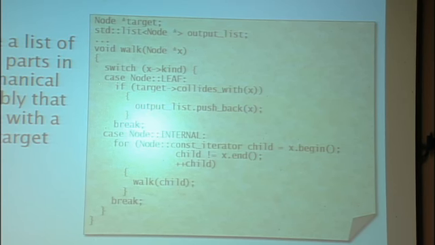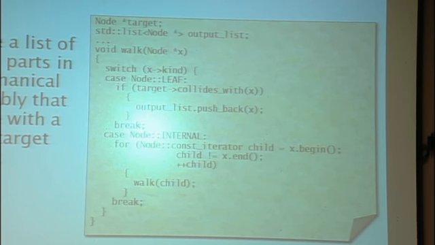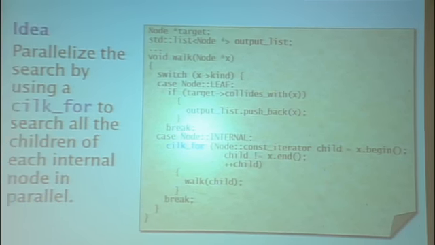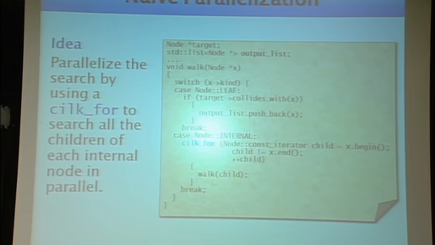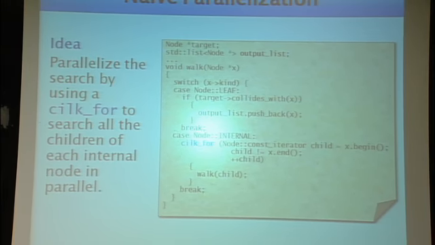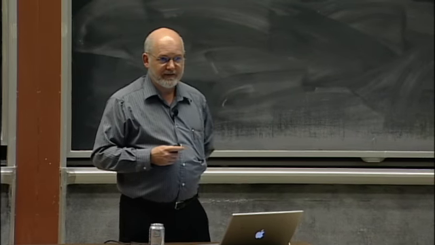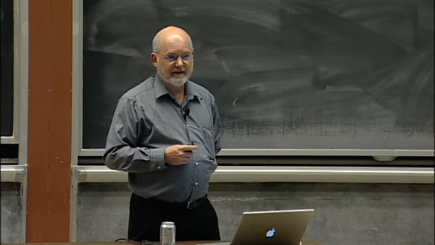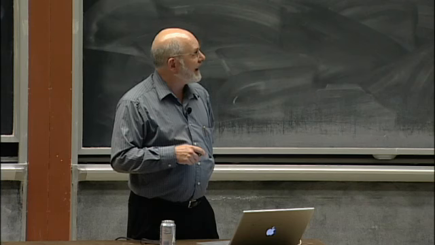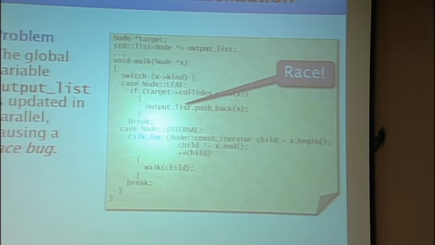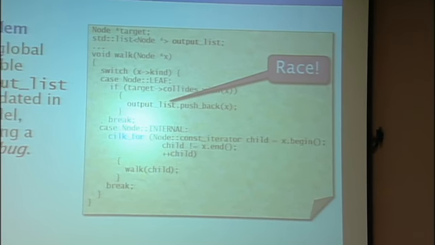Okay? So how do we parallelize this? We can parallelize the recursion. We turn the for loop here into a cilk_for. So it goes through all the children at the same time. They can all do their comparisons completely independently. Oops, but we have a bug. What's the bug? Yeah, the push_back here. We have a race here, okay? We have a race here because they're all trying to push onto this output list at the same time.